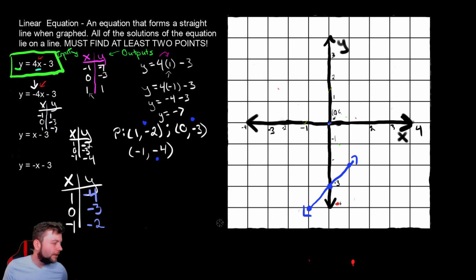Yep, so we have 1 and -4. So 1 and -4, 1, 2, 3, 4. Let's change the color into more of this pink color. So +1, -4. 0, -3, and then -1, -2.